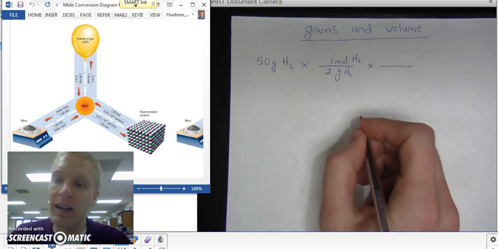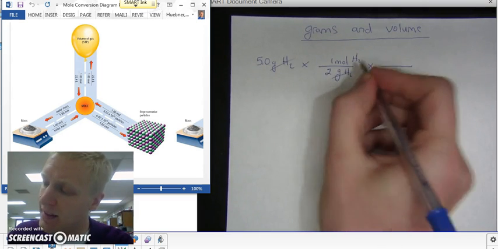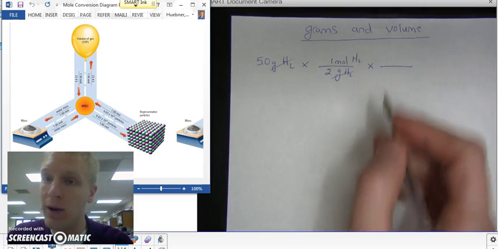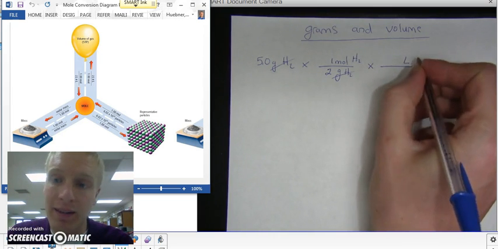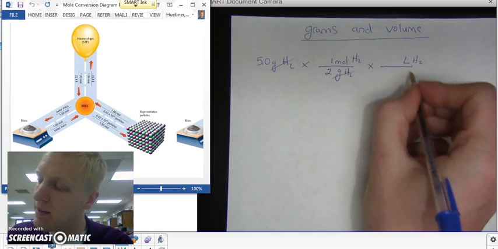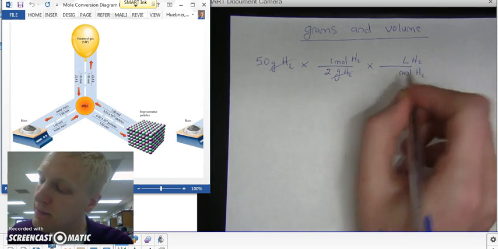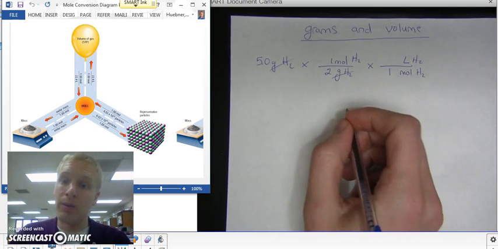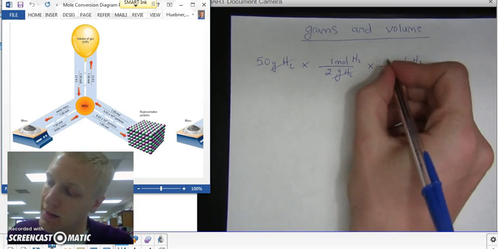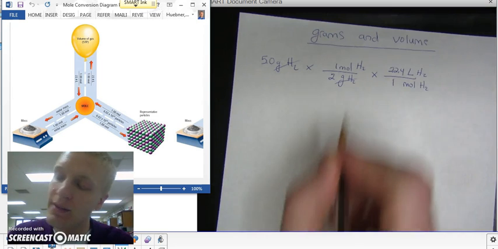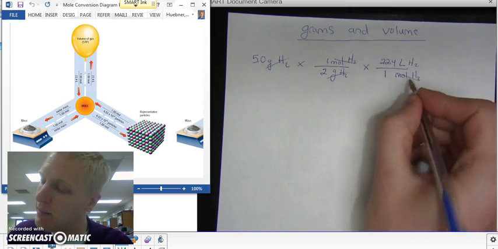So I'm going to go right into my second conversion factor, and basically grams is canceling out, which leaves me with moles, but I want to find volume. So I'm going to put my volume on top, and what I'm trying to get rid of on the bottom, I'm trying to get rid of moles. So put that on the bottom, and it's always easier to deal with 1 mole. And if I am at STP, I can assume 22.4 liters per 1 mole. Moles will cancel out on the top and on the bottom.